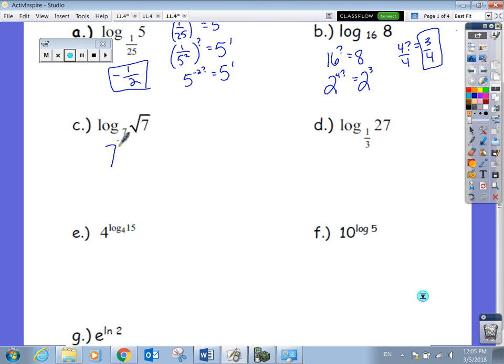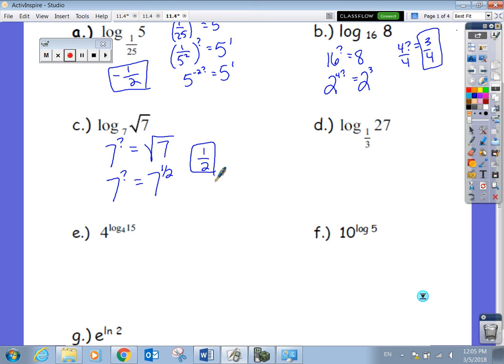Same thing here. 7 to the what equals the square root of 7. Square root is not a value we can work with, so 7 to the what equals 7 to the power one-half, the root. So your answer is 1/2.